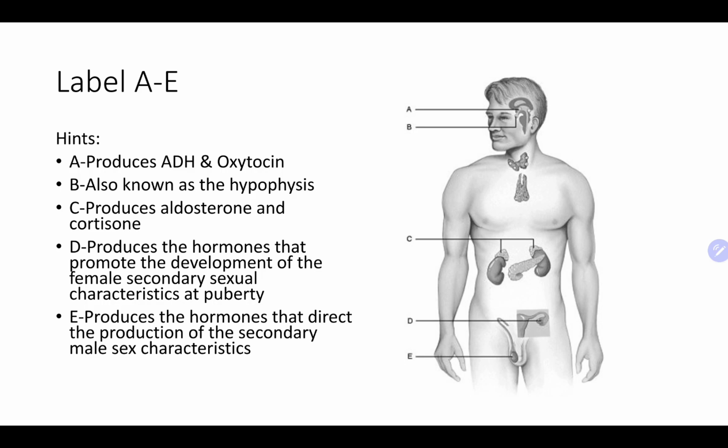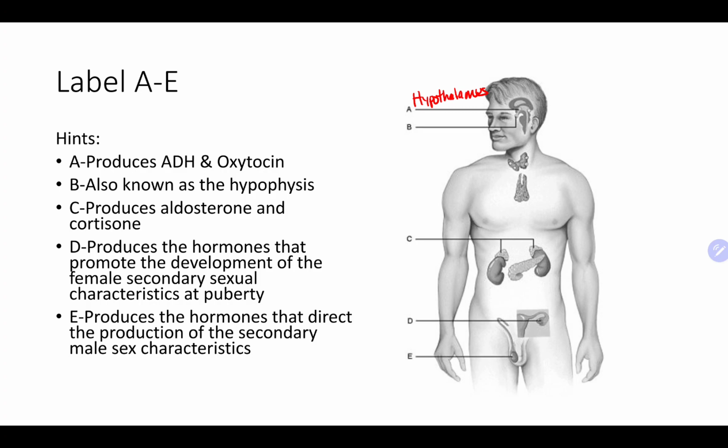So A says produces ADH and oxytocin. We know that, right? We know that it's the hypothalamus. The hypothalamus is that organ that is able to integrate neural and endocrine activities. So it is the hypothalamus that produces ADH and oxytocin. Antidiuretic hormone and oxytocin are produced in the hypothalamus. However, they are stored and released in the posterior portion of the pituitary gland. All right, so we have to remember that.